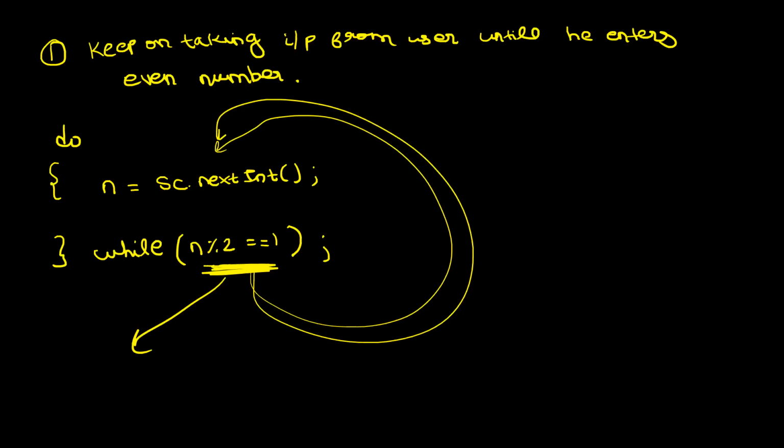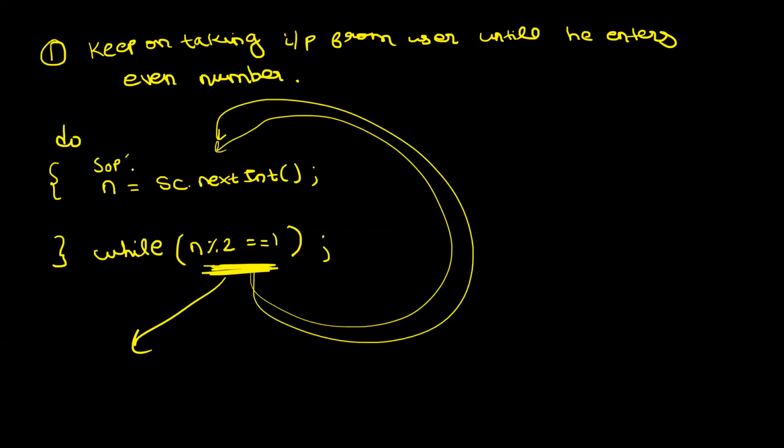And now see guys, here I don't know after how many times I will come outside the do while block. If the user is in a good mood, he can give me an even number in the second go itself and I can come outside the do while block. But if the user is in a bad mood, he can enter odd numbers 100 number of times. I don't know, right? I don't know. This is a very basic code, nothing you can write for an output.